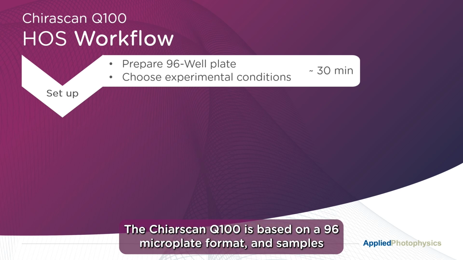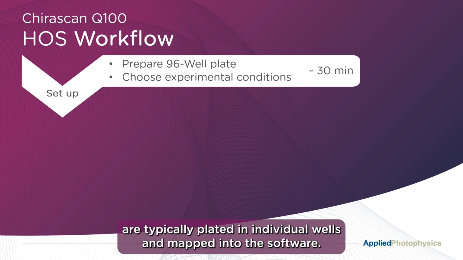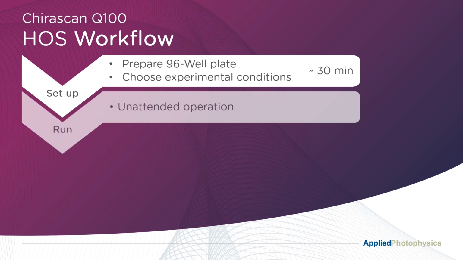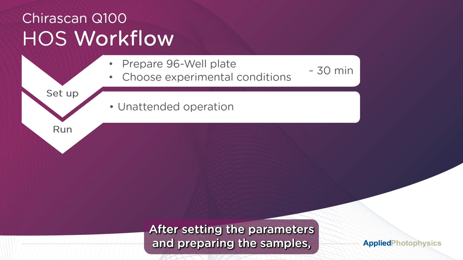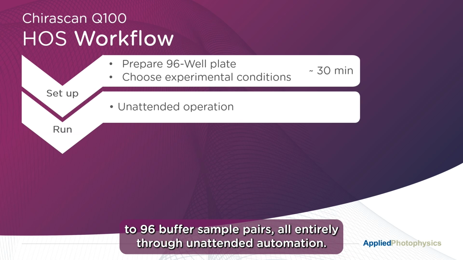The Chiroscan Q100 is based on a 96 microwell plate format, and samples or sample replicates are typically plated in individual wells and mapped into the software. After setting the parameters and preparing the samples, the instrument can process up to 192 wells across two 96 well plates, equivalent to 96 buffer sample pairs, all entirely through unattended automation.